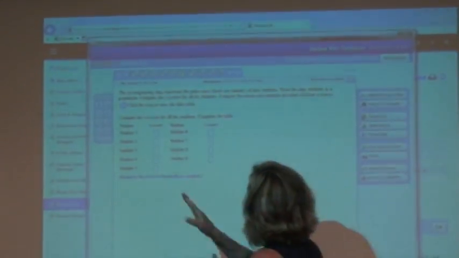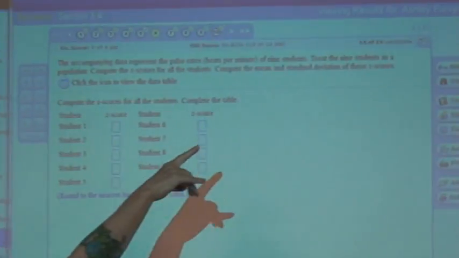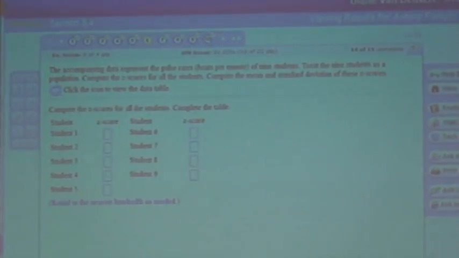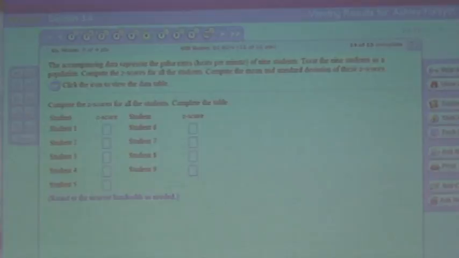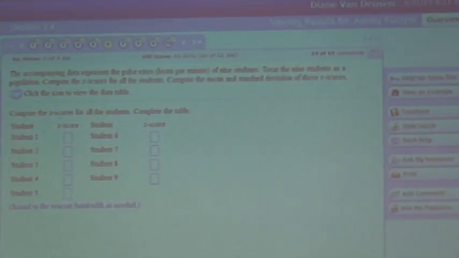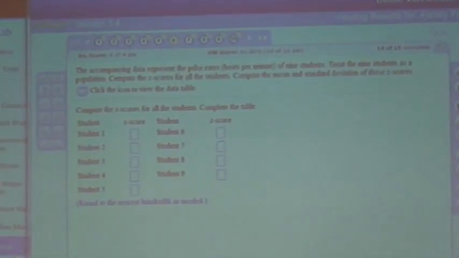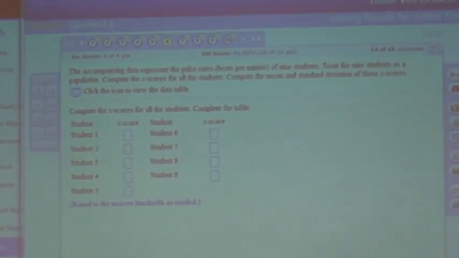Z-scores are really important. Okay, so here we have the accompanying data represent the pulse rates of 9 students. Treat the 9 students as a population, that's key. Compute the Z-scores for all the students. Compute the mean and standard deviation of the Z-scores. Okay? Okay, let's do this.